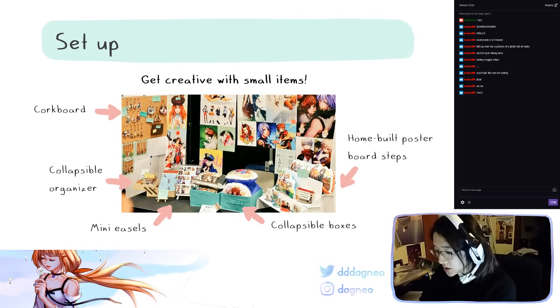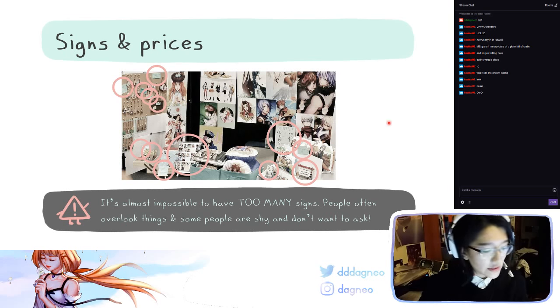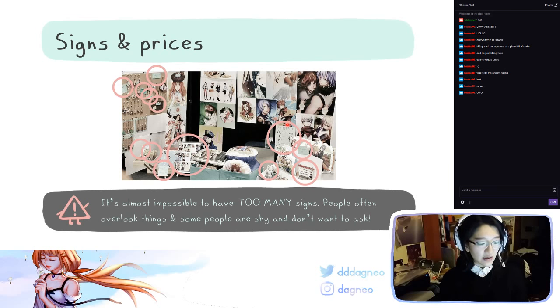So I mentioned that I wanted to talk about signs. Here I've desaturated the picture so it's easier to see these circles. Every single one of these circles on this photo here is a sign. And signs are really important at your table. It is a really good way to tell the customer how much the item is. If you have any interesting backstory about that item, basically anything that you want the customer to know, you should probably have on a sign.